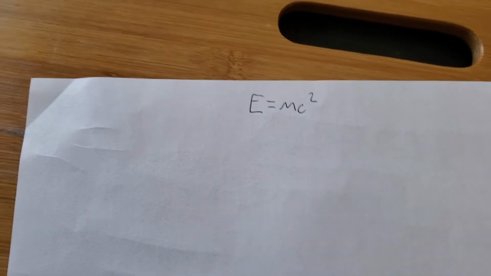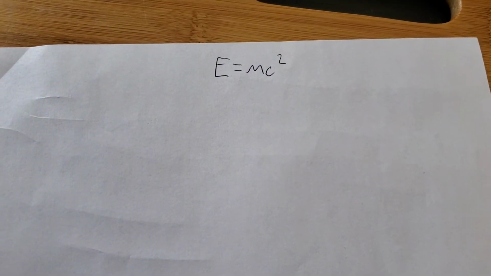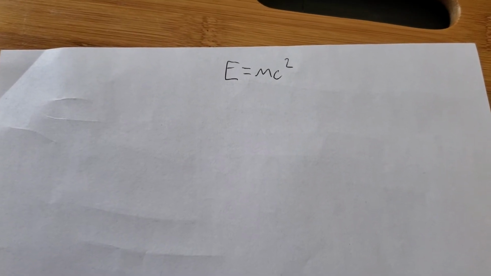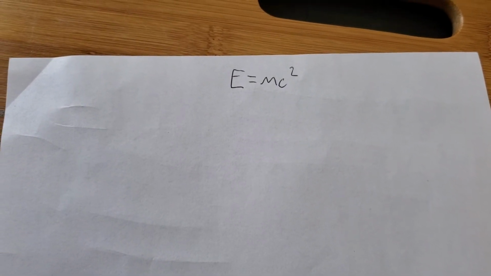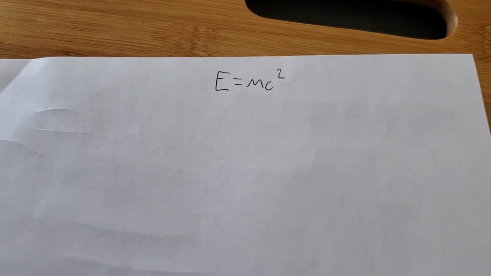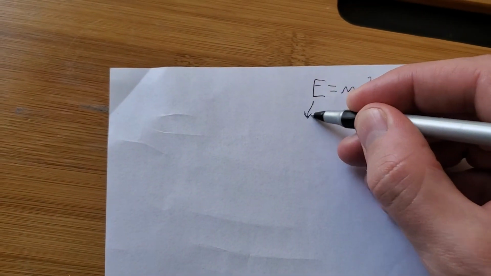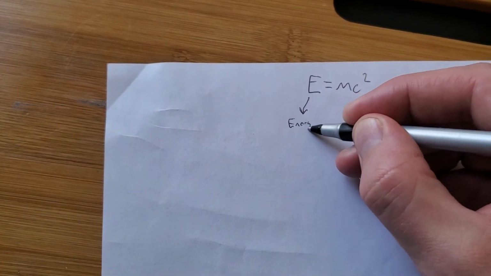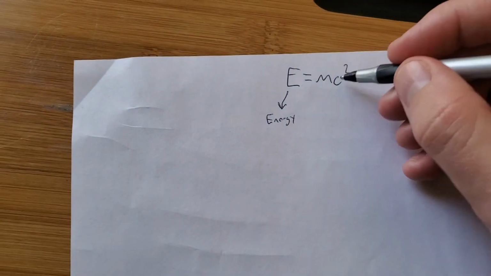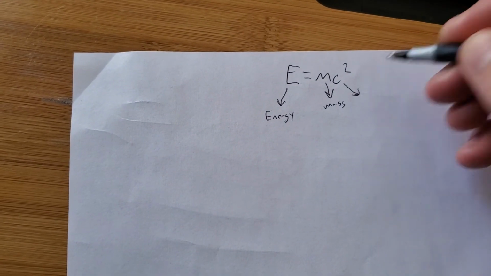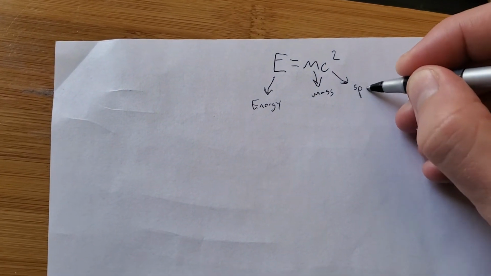But the most common use for E is equal to mc squared that I've seen is for particle accelerators. So I really want to focus on particle accelerators for a day. All right, so for starters, just a quick refresher, right? E stands for energy. M stands for mass. And c is for the speed of light.